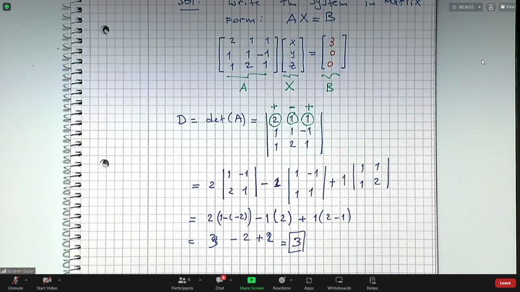We have here 6 minus 3. Okay, it's 3. Now the important thing here is how to construct the two other determinants. Let's see. Check this one here.